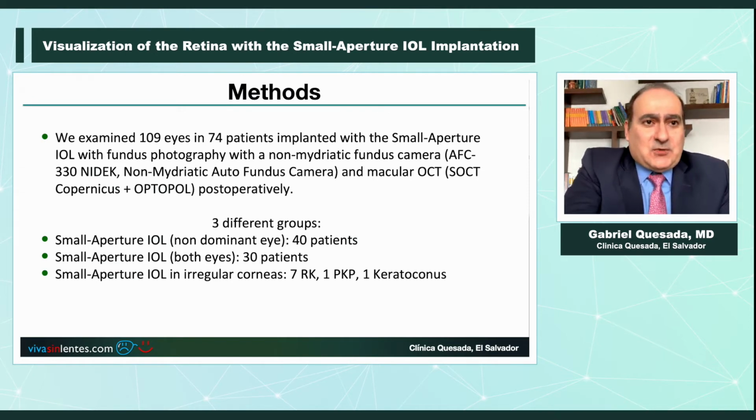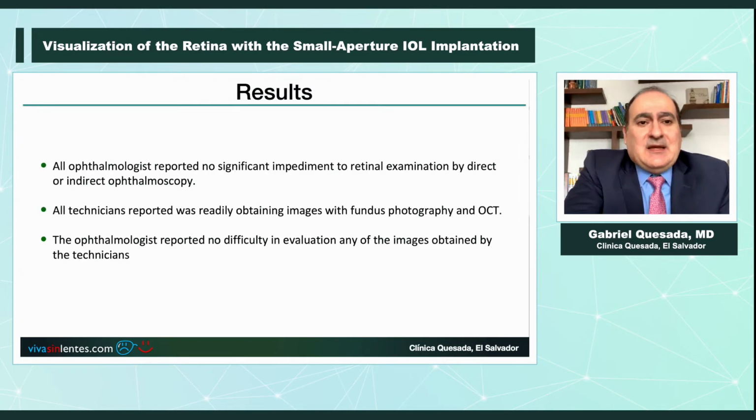We had 3 different groups. One had the small aperture IOL in the non-dominant eye, 40 patients. The second group was 30 patients with bilateral small aperture IOL. And the third group were irregular corneas with the small aperture IOLs: 7 patients with radial keratotomy, 1 patient with a penetrating keratoplasty, and 1 patient with keratoconus.